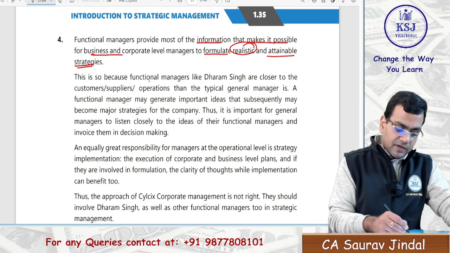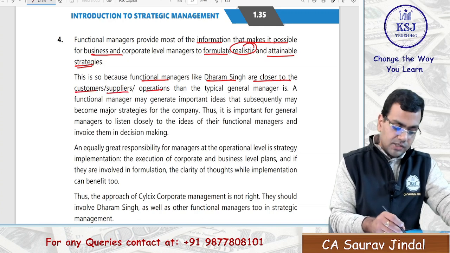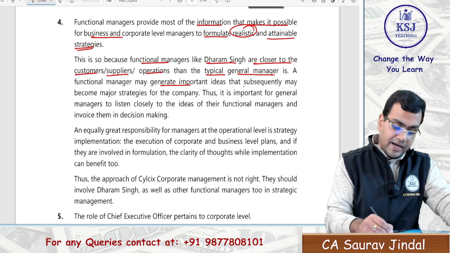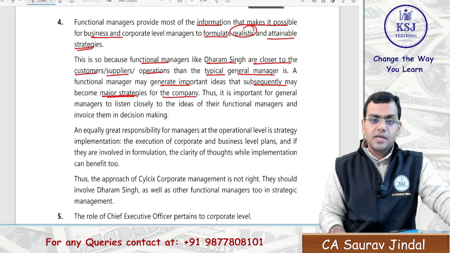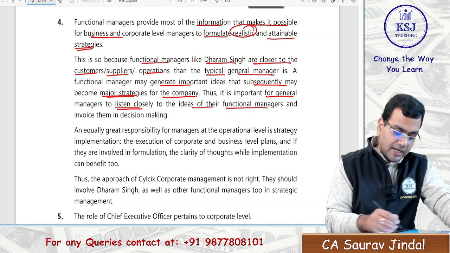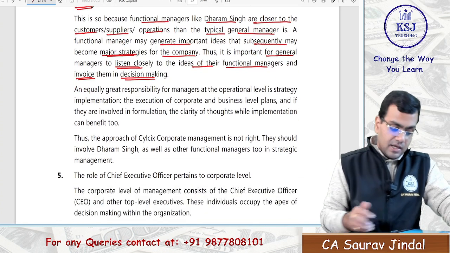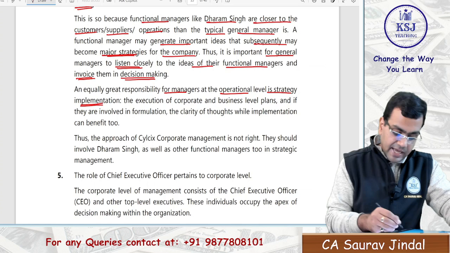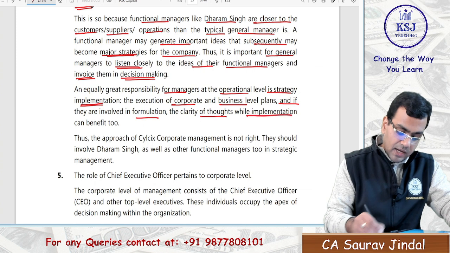This is so because the functional managers like Dharam Singh are closer to the consumer, suppliers and operations than the typical general manager is. A functional manager may generate important ideas that subsequently may become the major strategies for the company. Thus, it is important for the general managers to listen closely to the ideas of their functional managers and involve them in decision making. An equally great responsibility for the managers at the operational level is the strategy implementation, the execution of the corporate and business level plans, and if they are involved in the formulation, the clarity of thoughts while implementation can benefit too.